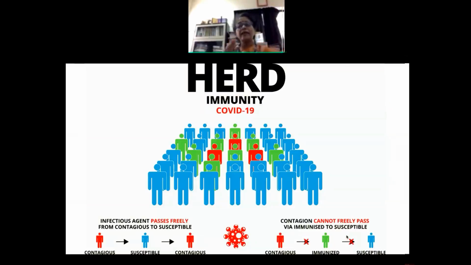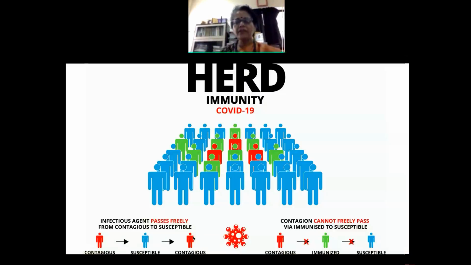Now, there is another aspect which we have been hearing, that herd immunity should develop so that the pandemic is brought under control. What do you mean by that? What is this concept of herd immunity? See, look at this cartoon. Here, there is a contagious or an infected person. And if a susceptible person comes to him, obviously this person is going to become infectious and contagious. That means he's capable of transmitting the virus.